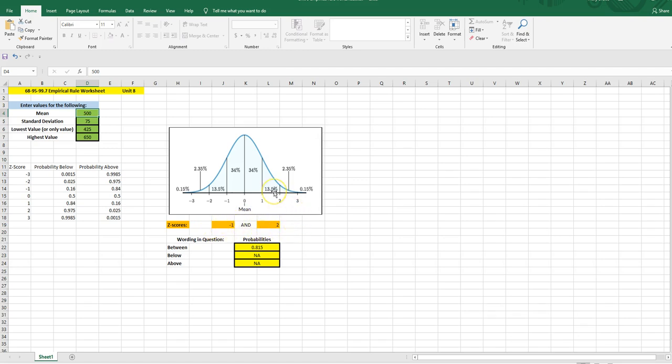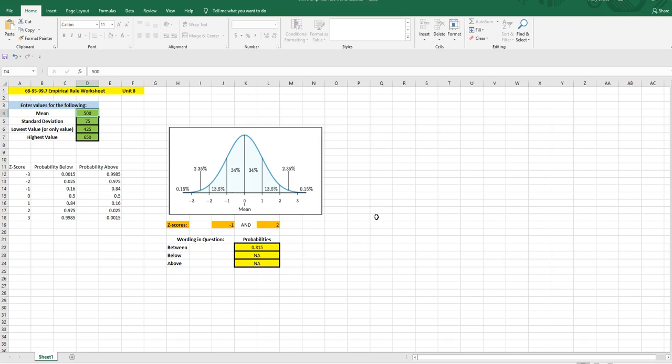And if we did the empirical rule the long way, we would just go between the -1 right here and the +2 right here. And we would add up these three percentages, 34% plus 34% plus 13.5%, and we would get 81.5% that way. But the program has already calculated the probability between those two values. And since the discussion wanted a percentage, you would just have to move the decimal point 2 places and get 81.5% between those two values.